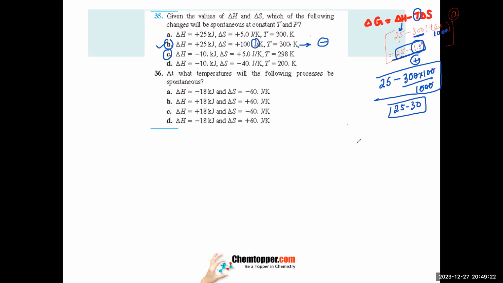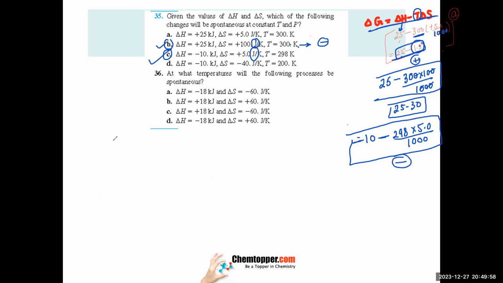C, delta H is minus 10. I'm using this equation every time. What is the temperature? 298. What is delta S? 5.0. But this is again in joules. Divide by 1000. And I'm sure this answer is definitely negative, right? Because this is minus, this is minus. So the answer is negative without solving. So C is also spontaneous.